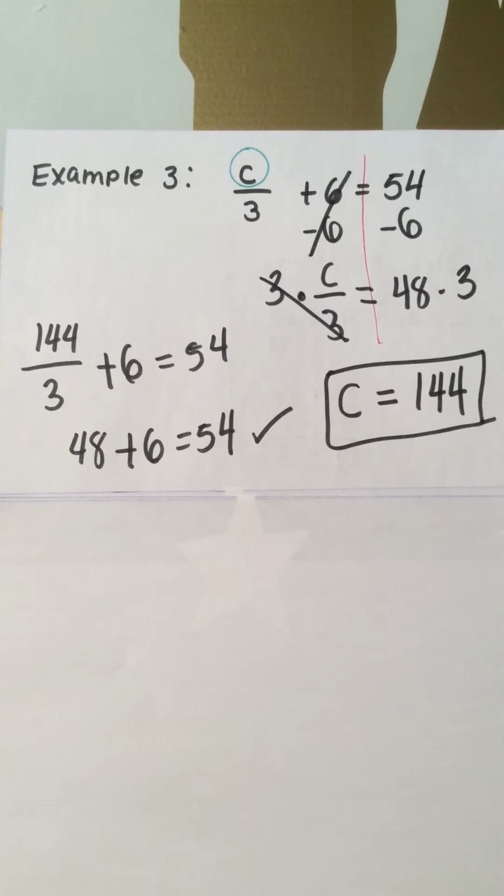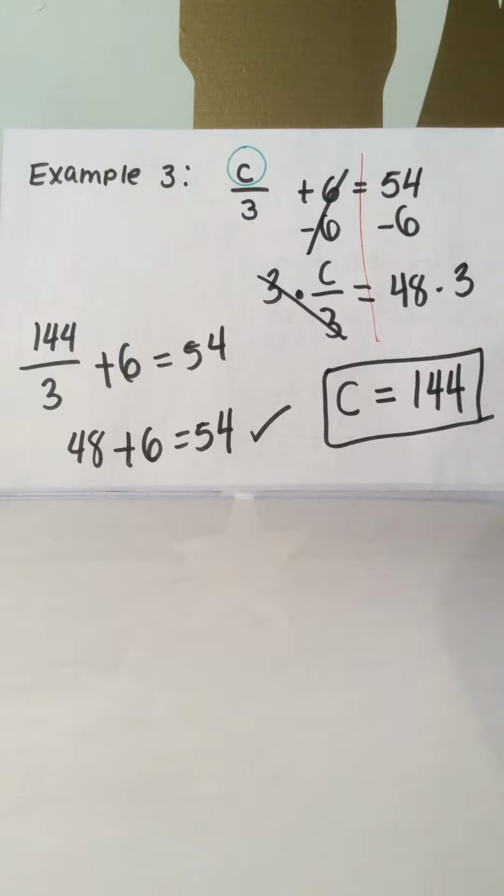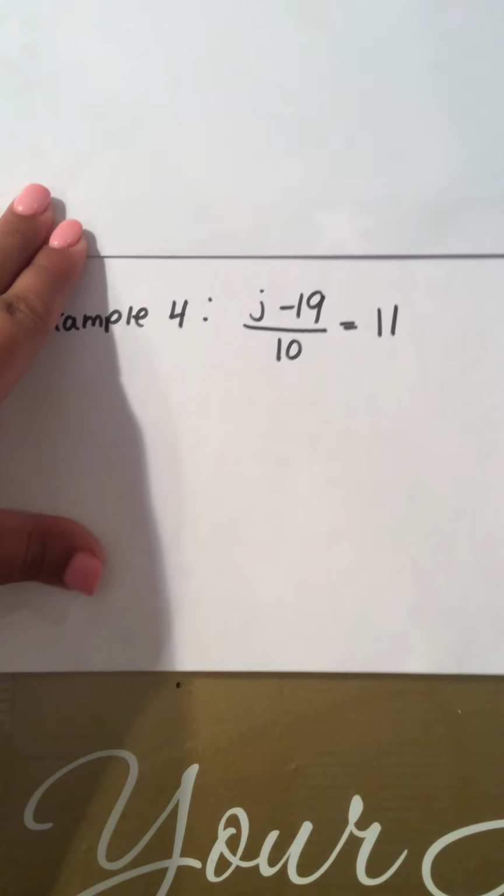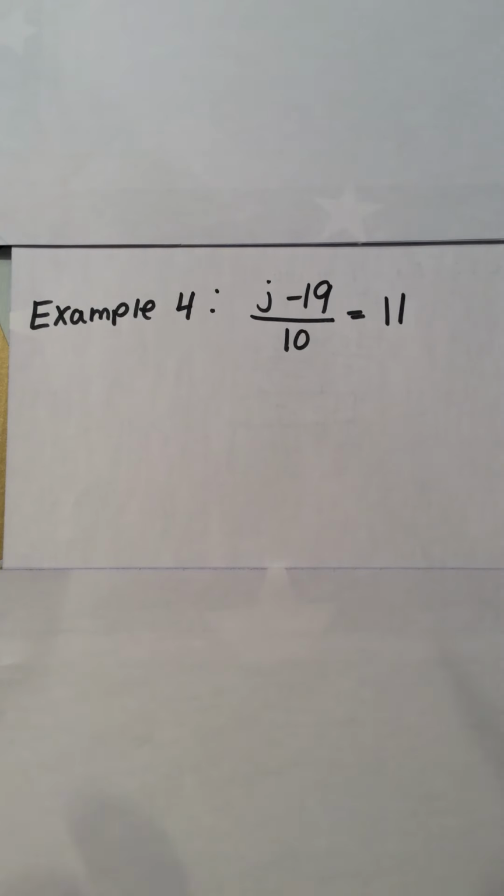Okay, if you want to type that in, go right ahead. Your calculator is your tool. Please use it. All right, we got one more example, and there's more dividing. Example 4, J minus 19 over 10 equals 11.